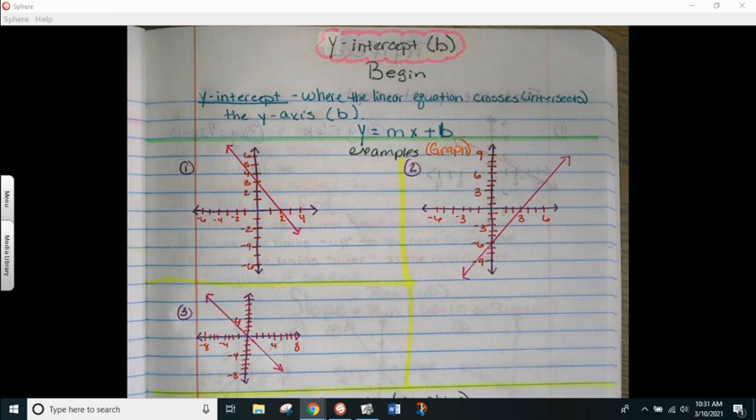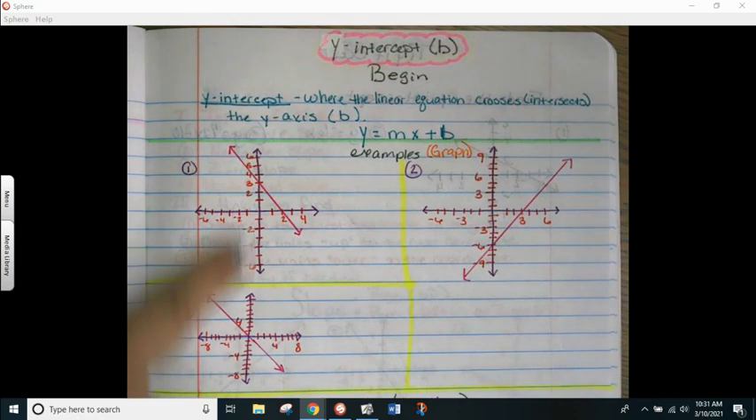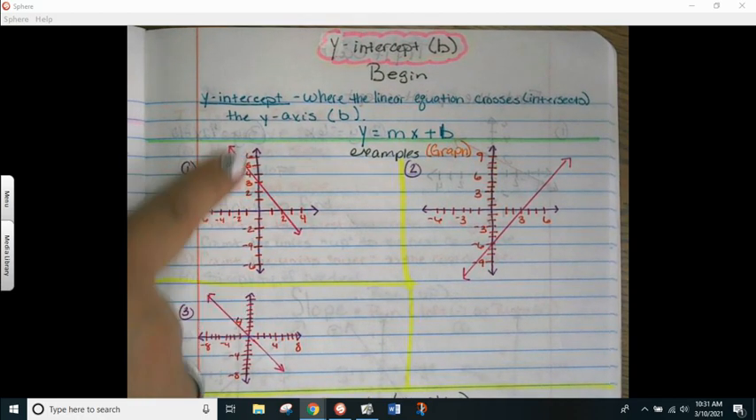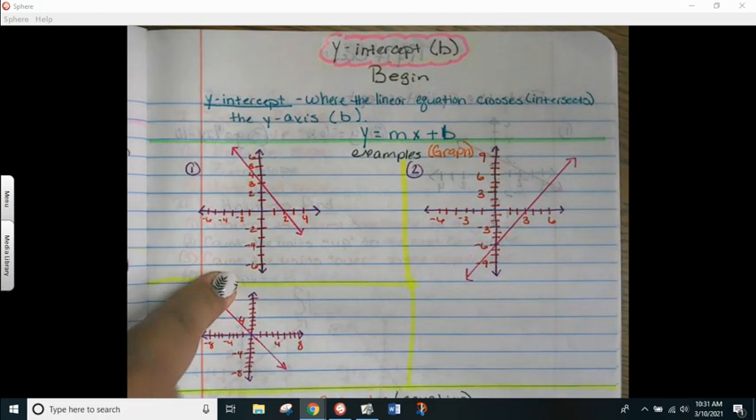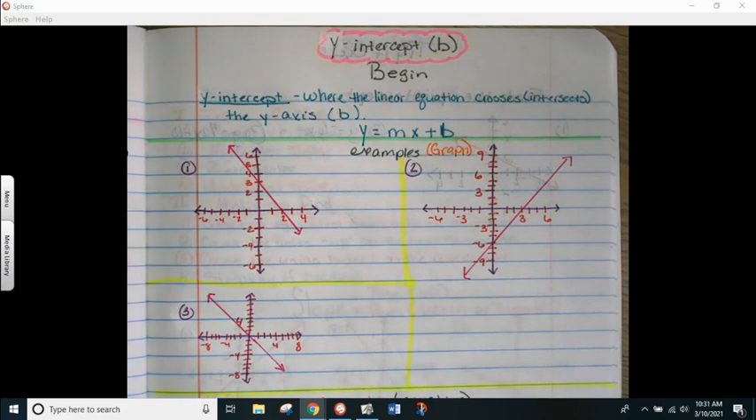So the first thing you have to understand is I start off with the y-intercept. So intercept, you can think of it as intersection, on the y-axis. If you remember, the y-axis goes up and down. It's your positives on top, negatives on the bottom. So when I say the y-intercept, it's actually where my linear equation, the line, crosses or intersects the y-axis. That's what it is.